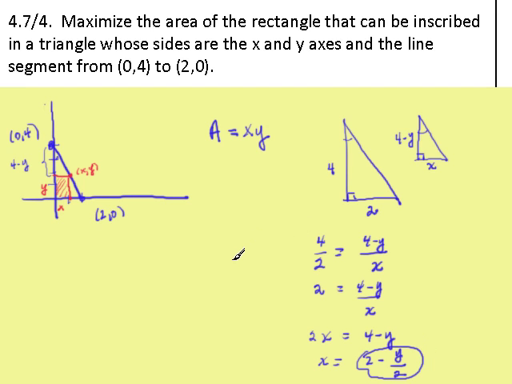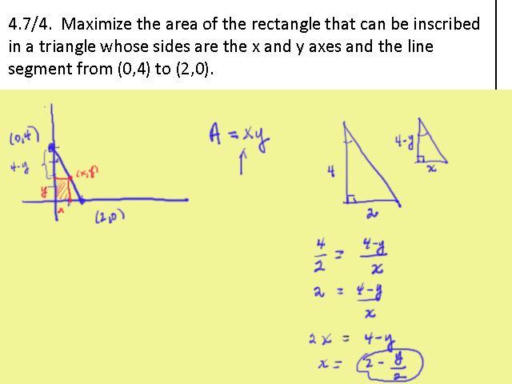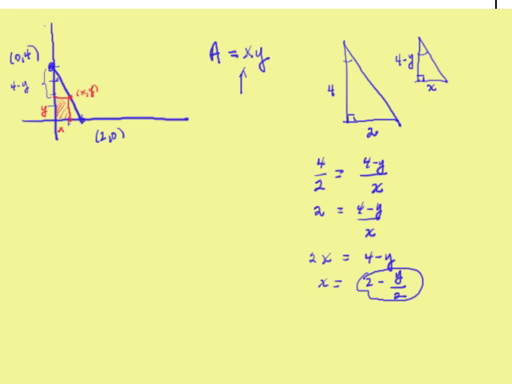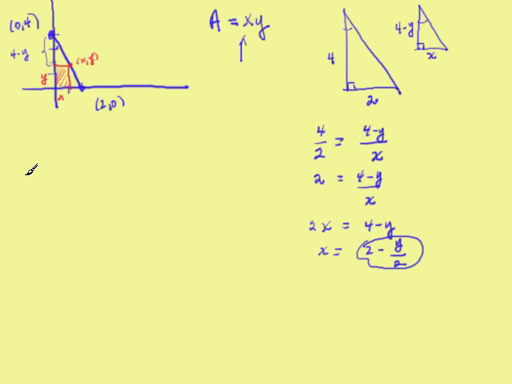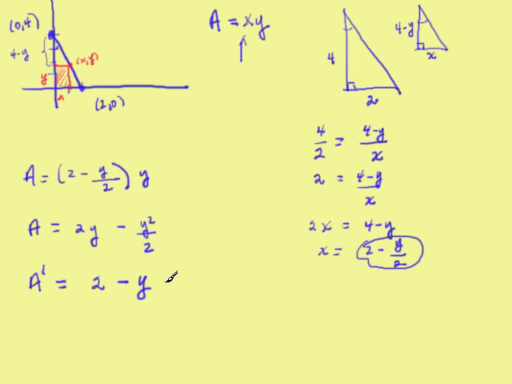So we could substitute for x 2 minus y over 2, and that will be our eliminate step. Then we'll differentiate A with respect to y, so y will be the variable that's left. So we have A is equal to 2 minus y over 2 times y. So A is equal to 2y minus y squared over 2. Differentiate, and we have 2 minus y, and so we get pretty quickly that y is equal to 2.